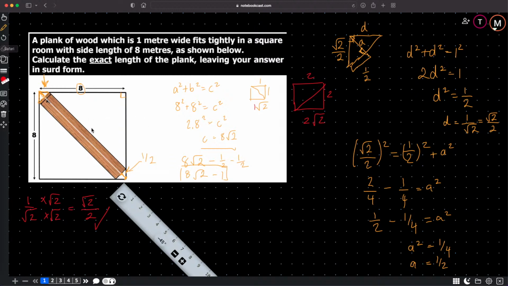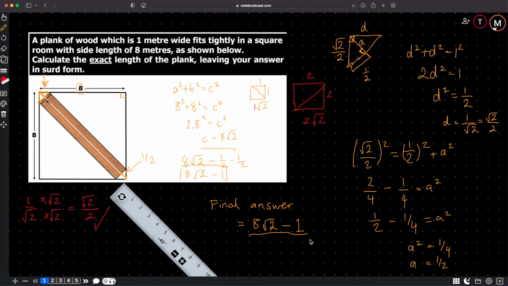Let me just write that. So final answer, 8 root 2 take 1. And there's really no way of simplifying that any further. I think that's the neatest that we can write that, so we would leave it in that form.